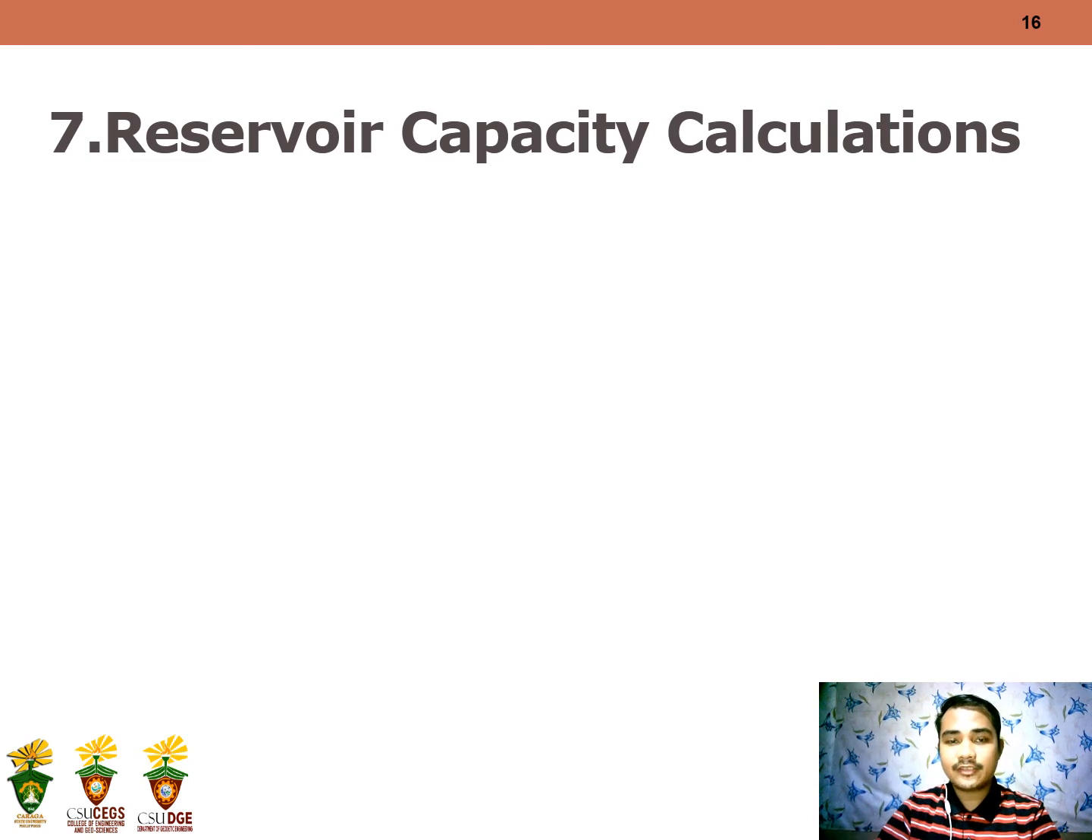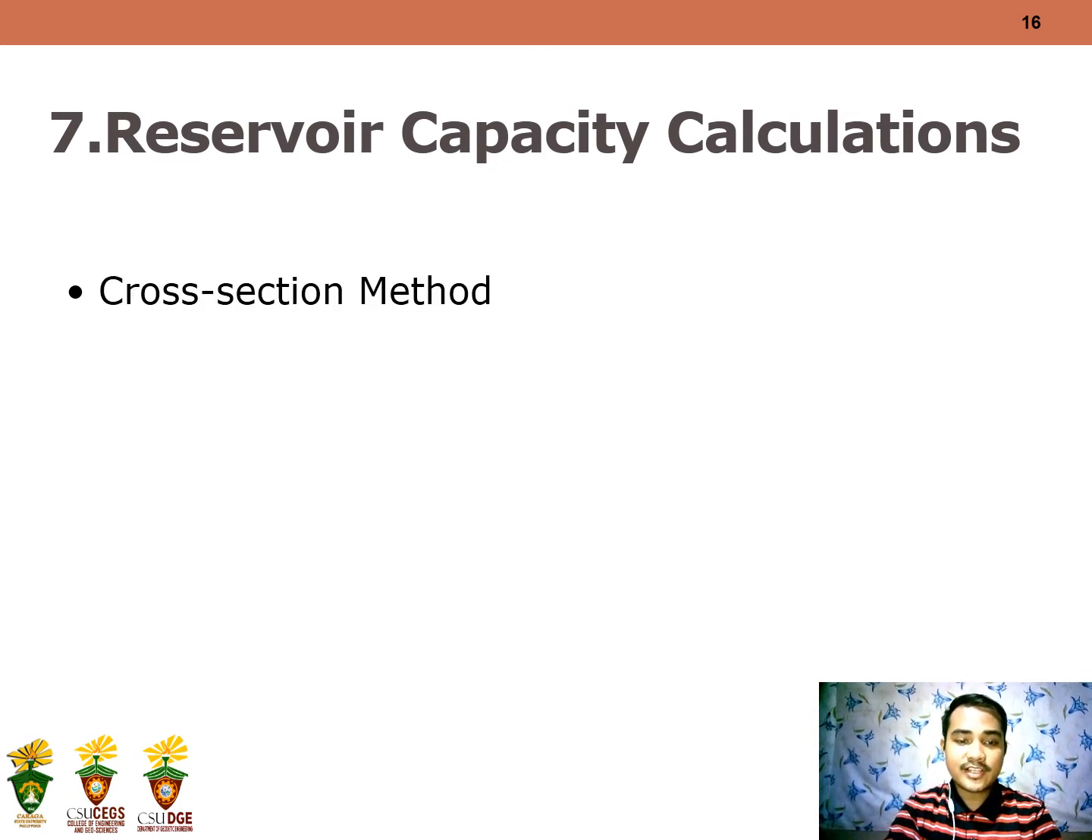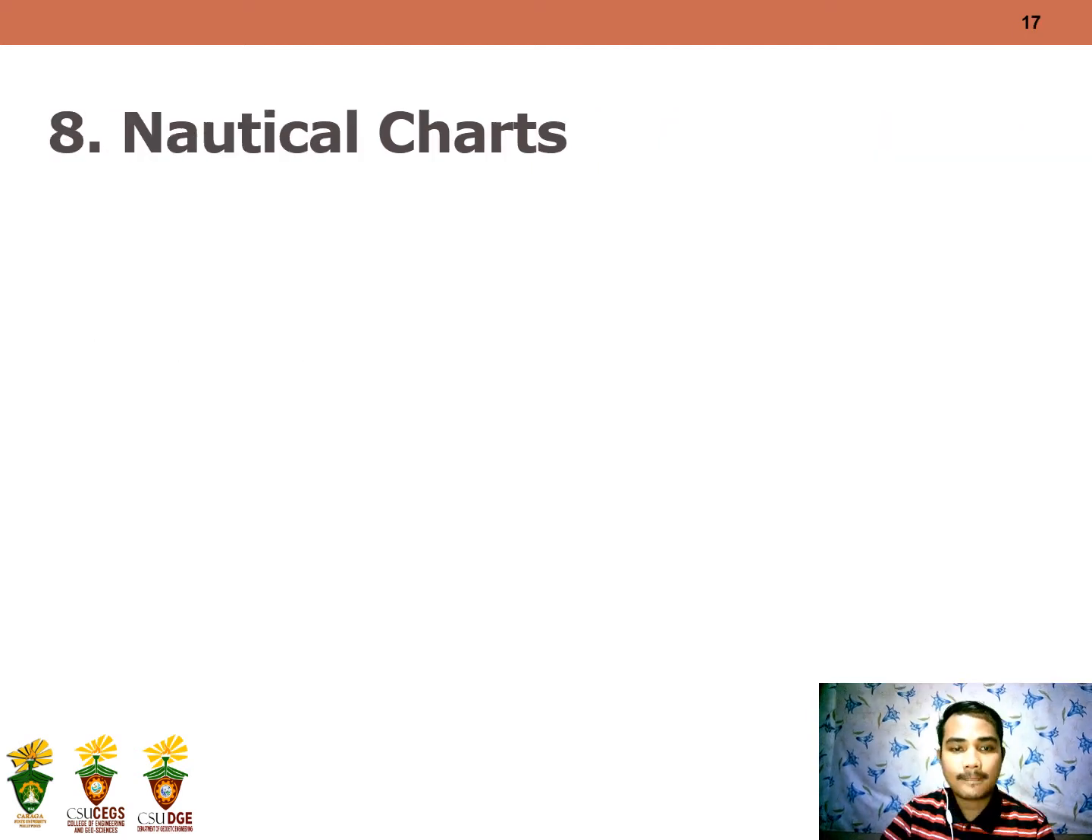Topic 7 is all about reservoir capacity calculation. In this topic, there are two methods I introduce to you, which are the cross-section method and the contour method. So I guess some of you here are already familiar, since it was introduced to you in GE-101. But in this course, we will recall it, and we will solve more problems relating to this method.